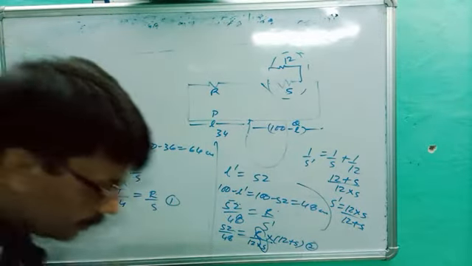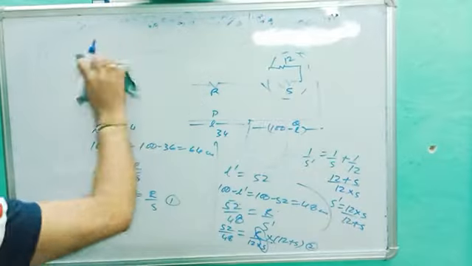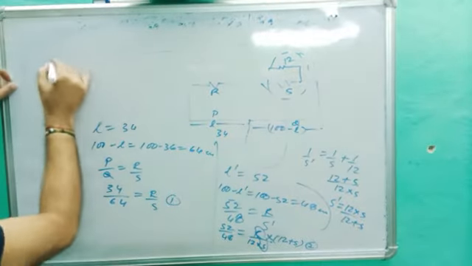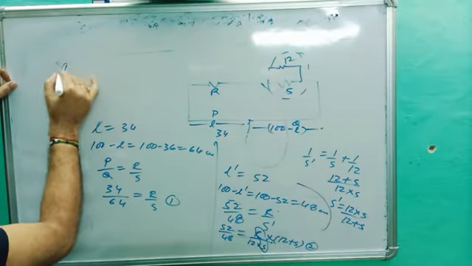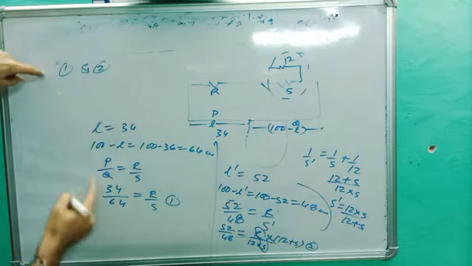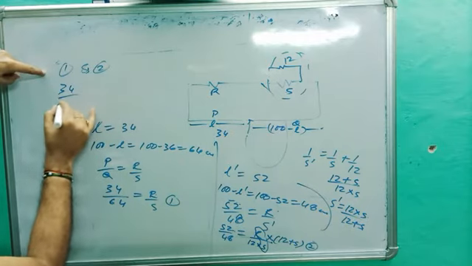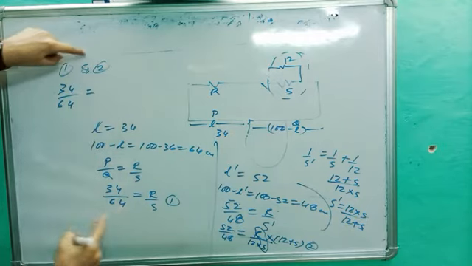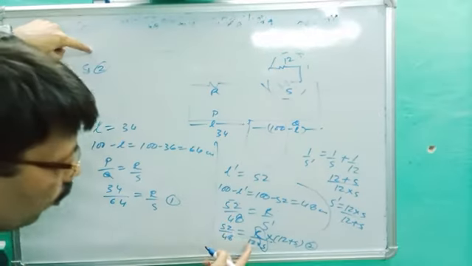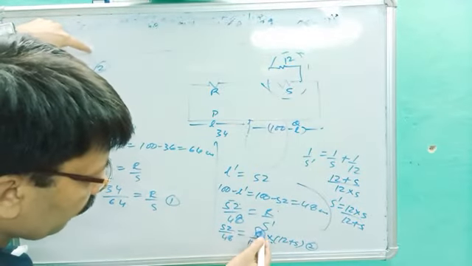So we will get the answer. How can we solve it? Very easy way. By first and second, what do we get here? 34 upon 64 is equal to R upon S. The value of R upon S is here. R upon S you can find from here.